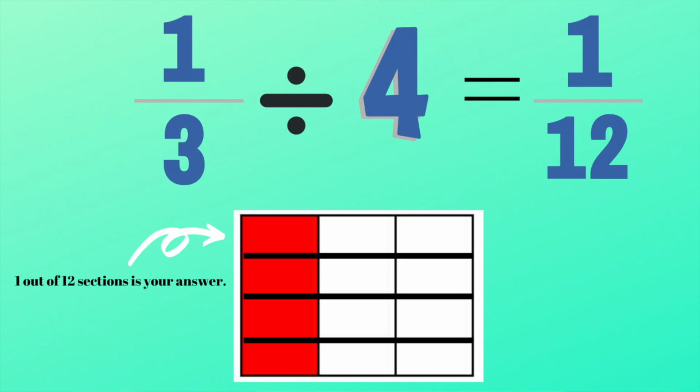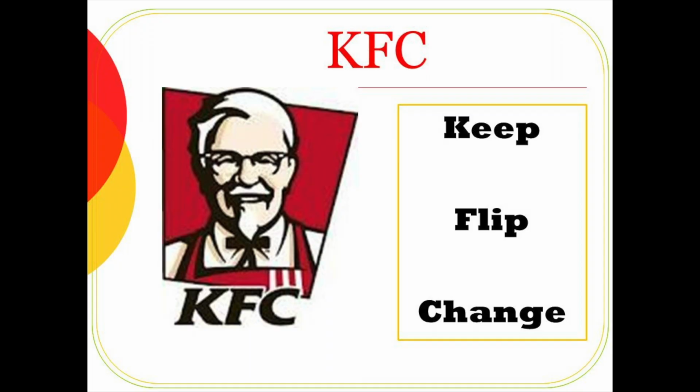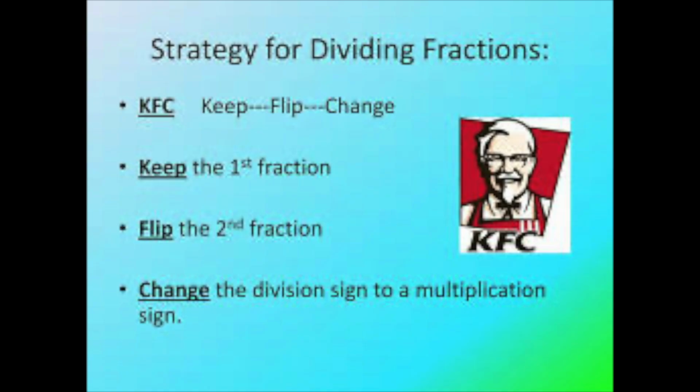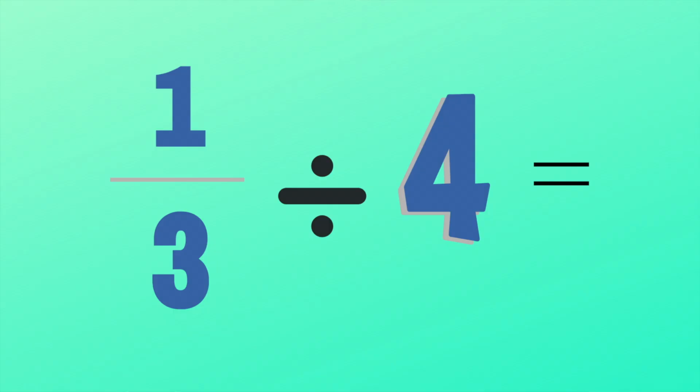Another way that you can do this mathematically, KFC, keep, flip, change. Everybody knows KFC. That's an easy way to remember when you're dividing fractions. So what does that mean? The K stands for keep. Keep the very first fraction you have. 1/3 is what I want to keep. That means it stays the same.